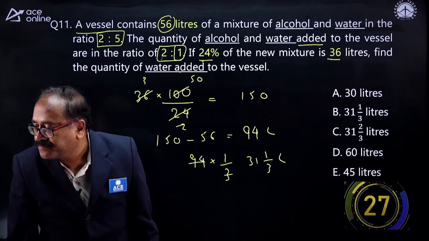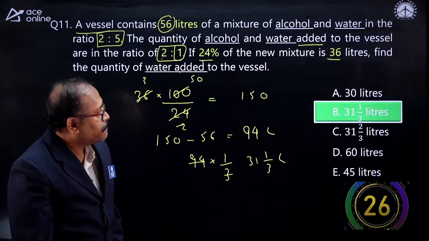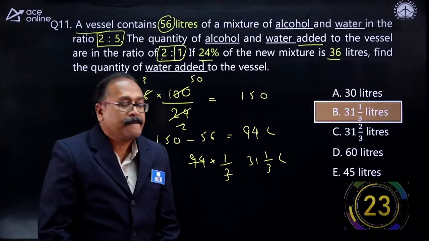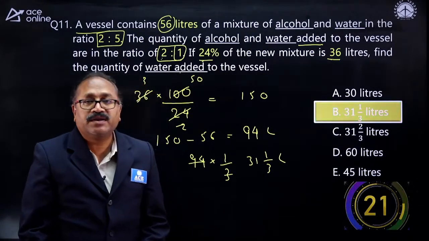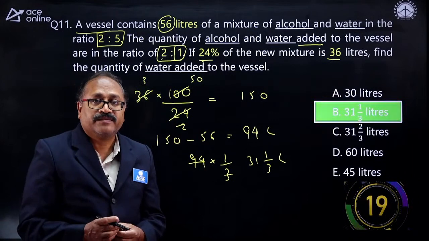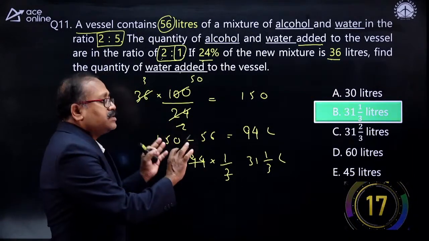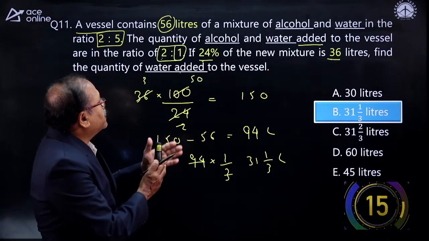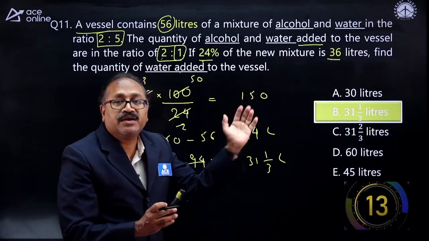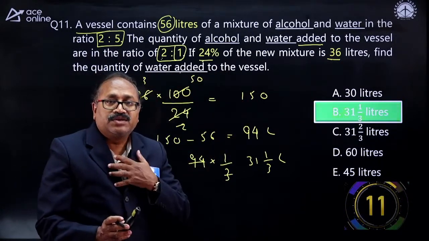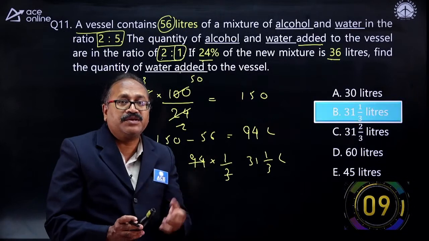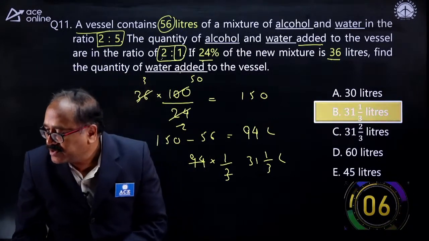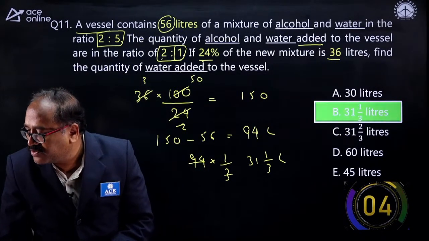Anyone answer the question? Chandra Prakash Reddy says C. It's option B, my brother. That's 31 and 1 by 3 liters. These are very basic questions only. Here a small language change has been made. So we will get practice and become habituated to handling these questions.